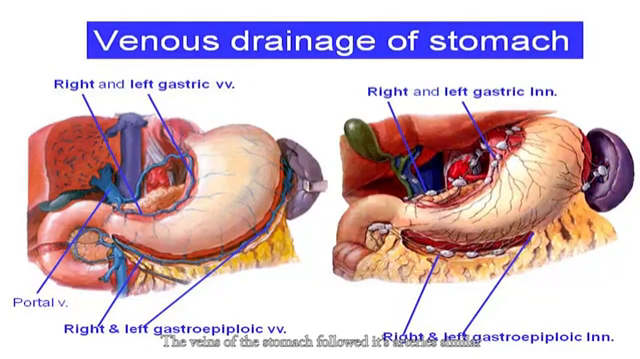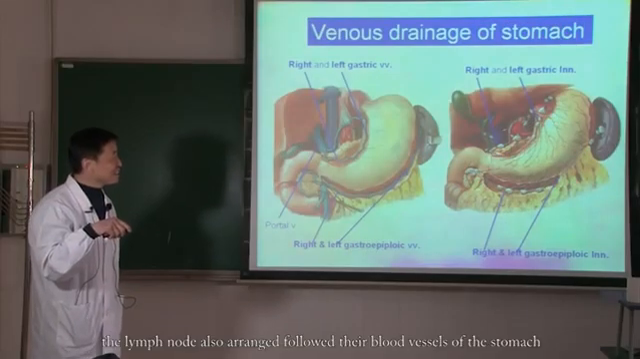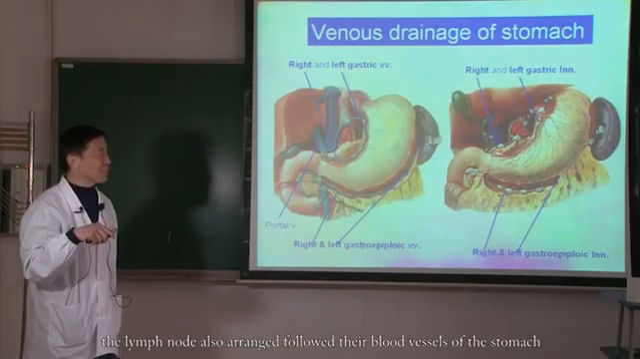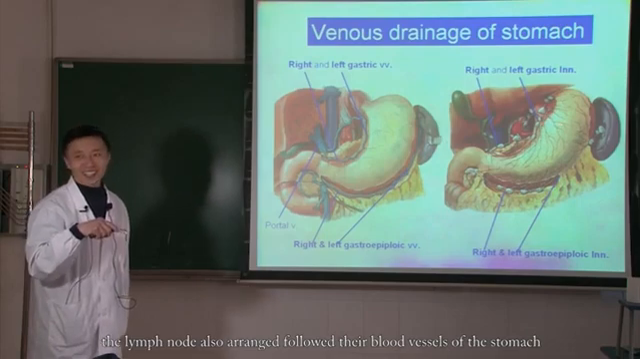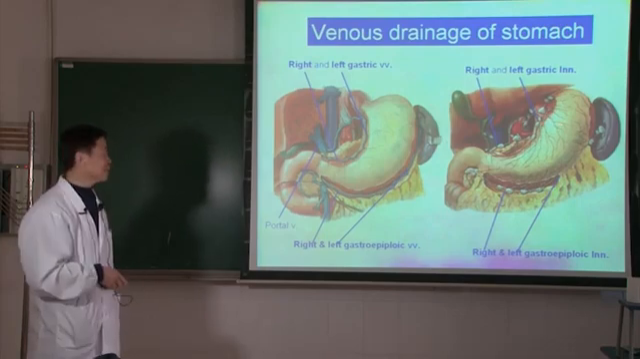The veins of the stomach follow its arteries, similarly. The lymph nodes are also arranged along the blood vessels of the stomach.